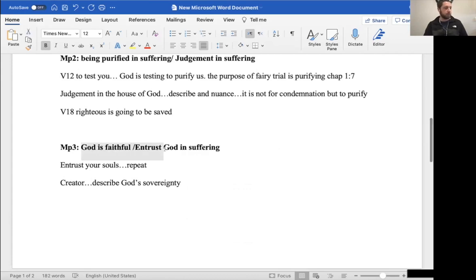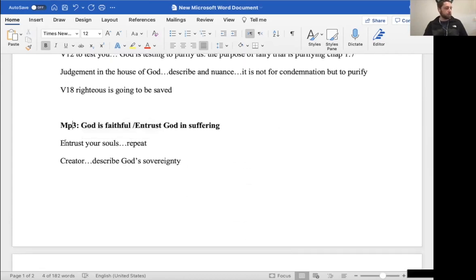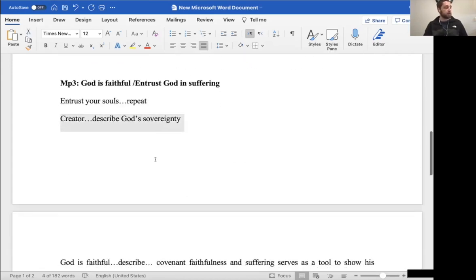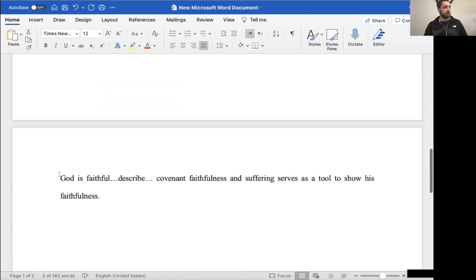So then if God is faithful, entrust your soul to him. He's the creator, described as sovereignty. Good. If he's sovereign, then he can be faithful. God is faithful, described as covenant faithfulness. Good. Covenant faithfulness, suffering servants will show his faithfulness.